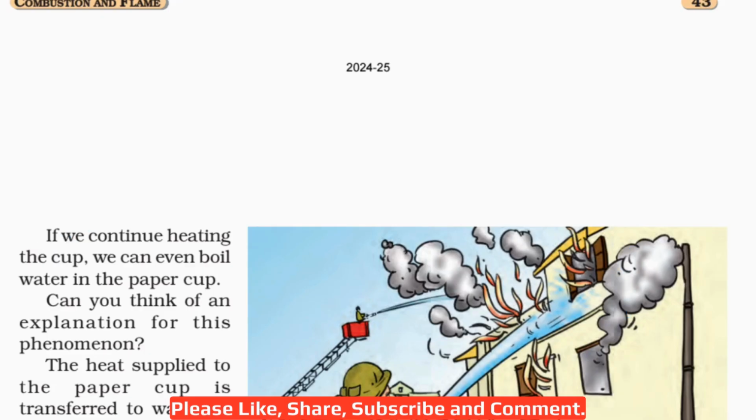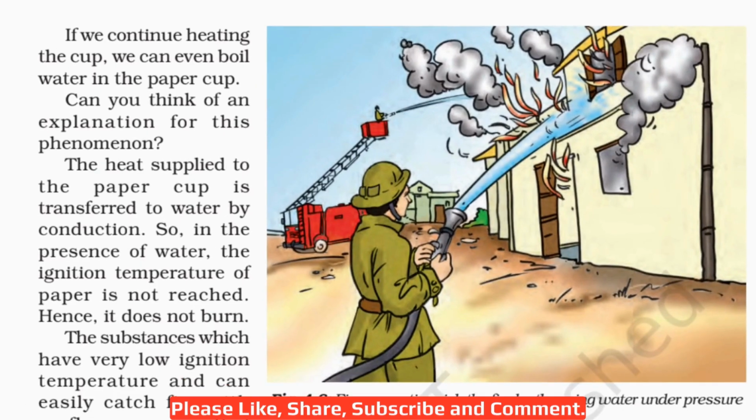Now the heat supplied to the paper cup. What happened? The heat which was supplied to the paper cup by the candle put beneath it was transferred to water by conduction. So here the conduction process was happening. In the presence of water, the ignition temperature of paper is not reached, because the water was there inside it. Hence, it does not burn. The other paper cup reached ignition temperature quickly and burned because there was no water inside it.